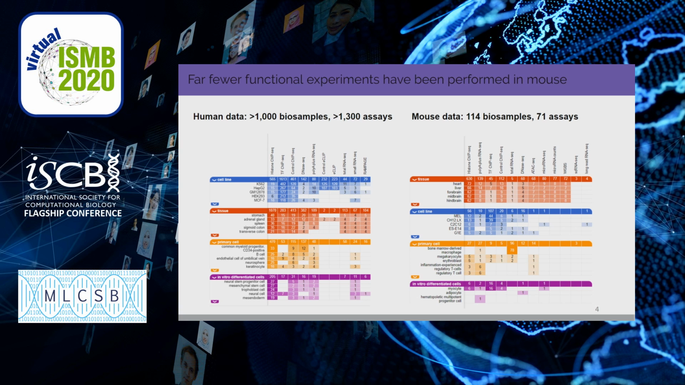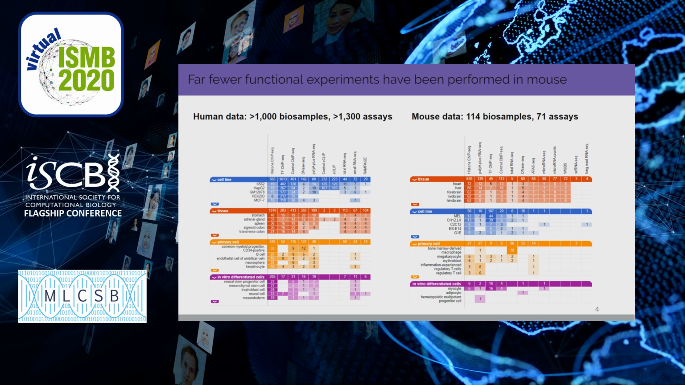This lack of training data means that the model will have less available when trying to make imputations for the missing experiments. But perhaps more importantly, the experimental matrices themselves are somewhat limited. For human data, there are over 1,000 biosamples that have at least one experiment performed in them, and there are over 1,300 assays that have been performed at least once. In contrast, in mouse, there are only 114 biosamples where at least one experiment has been performed, and only 71 assays that have been performed at least once.